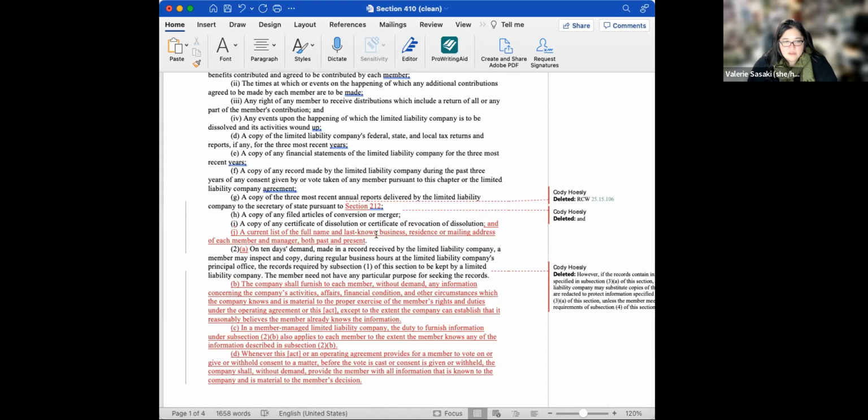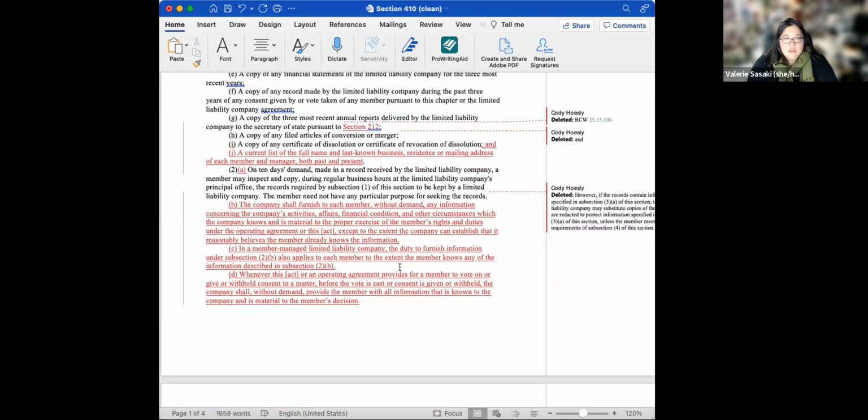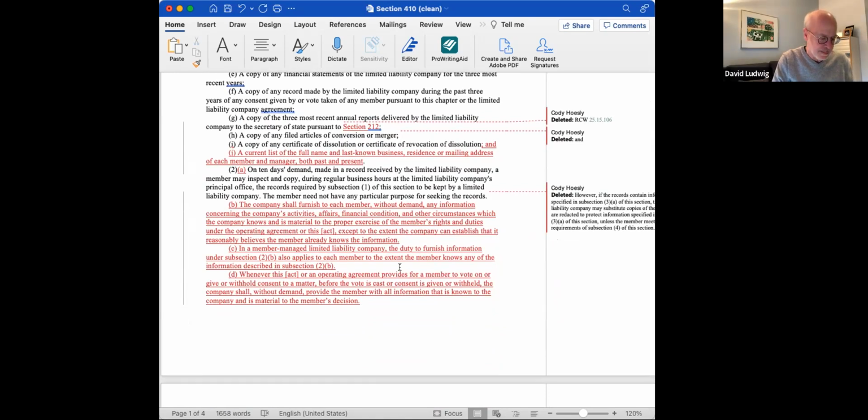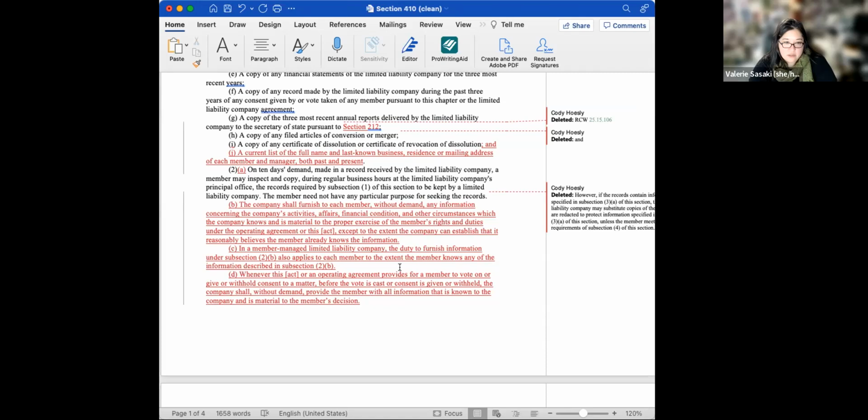So articles of conversion or merger, and then I and J, current list. Yeah, and J is an addition because of the transparency requirements in the ORSs. And then where is B coming from, Cody? B, yeah, so 2B. Give me a second. Looks like it's RCW 25.15.136 sub 6.